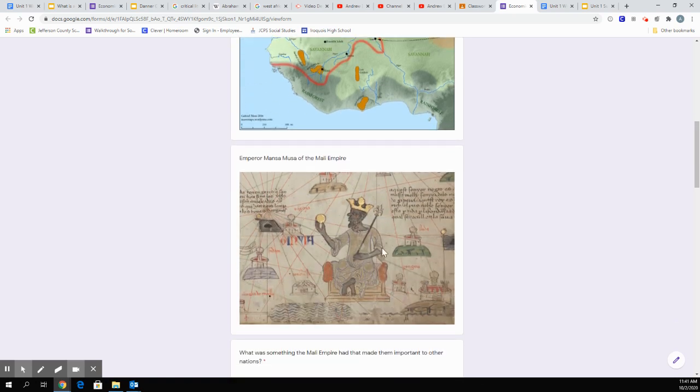Here's a picture. This guy named Mansa Musa was the emperor. He was the leader of the Mali Empire, and if he would go places, he would go on this big throne of gold, and he'd wear a gold crown, and everything around him would be made of gold just to show off that wealth. He's been called the richest person in the history of the world because of all the gold that he would display.